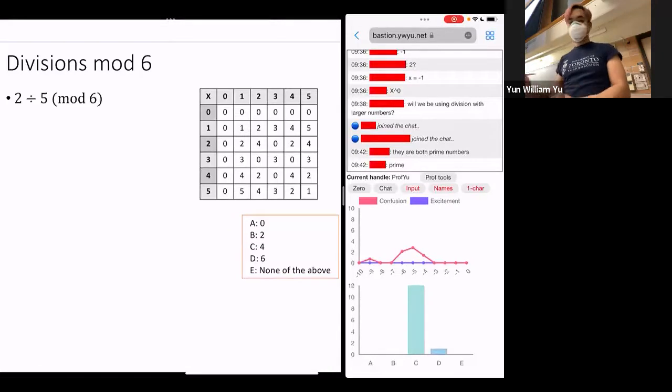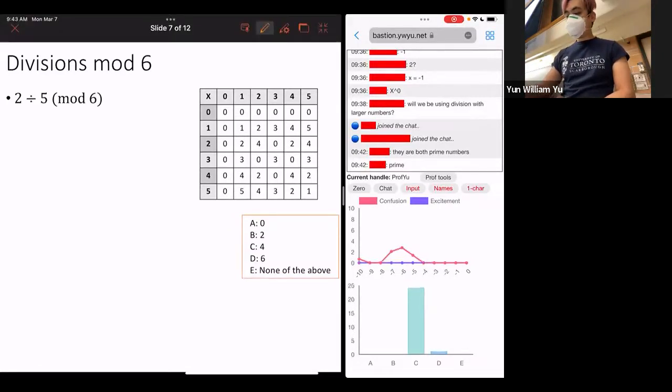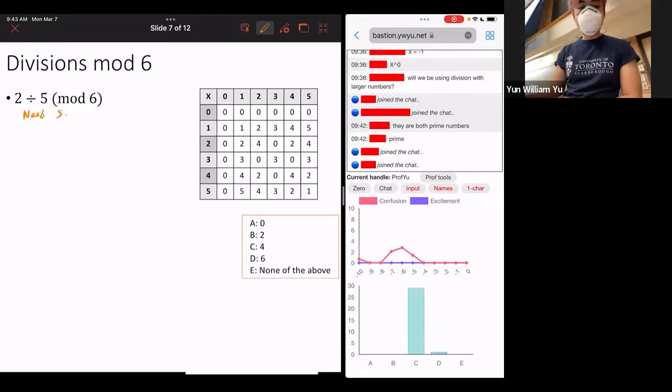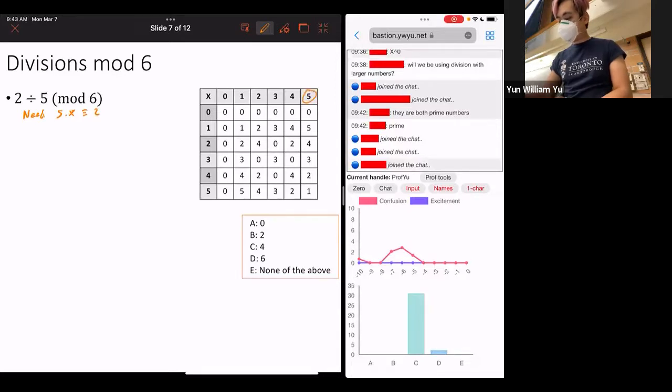Okay, so people are saying it's 4. Okay, well, let's take a look at that. So we have the same procedure. What we need is 5 times x is equivalent to 2. Well, 5 times something is equivalent to 2. So 5 times 4 is equivalent to 2. And so therefore, we know that 2 divided by 5 is equivalent to 4. Okay, so that all seems to work all right, right? Let's try another one.